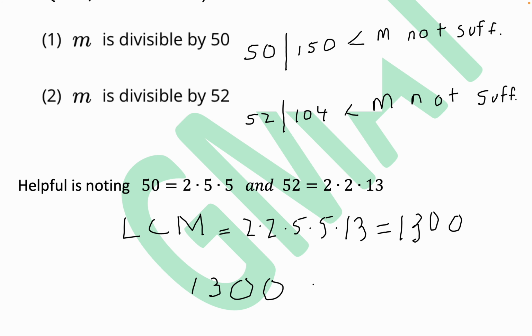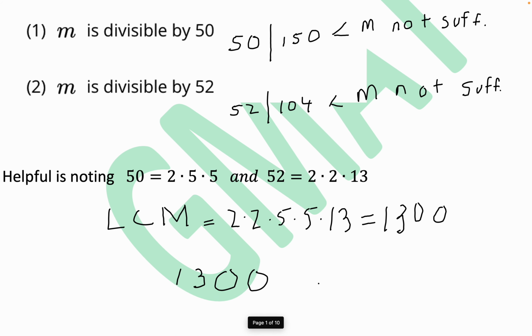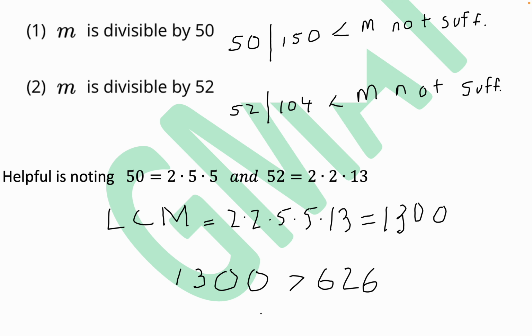Now I'll go ahead and explicitly write out 626 this time, okay? So 1300 is greater than 626, right? So by a long shot, if these guys are working together, that is, if both 1 and 2 hold, then definitely that's sufficient for it to support the initial statement.